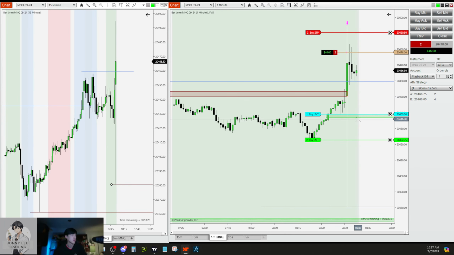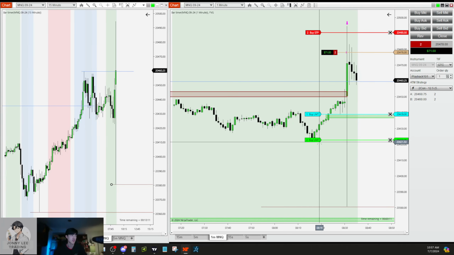So I'm thinking it can aim for this volume imbalance here on the 1 minute. It can aim for this short-term low that's coupled with the fair value gap. And then at that point, this is one big order block, so it doesn't have to go any lower than this, but potentially it could.